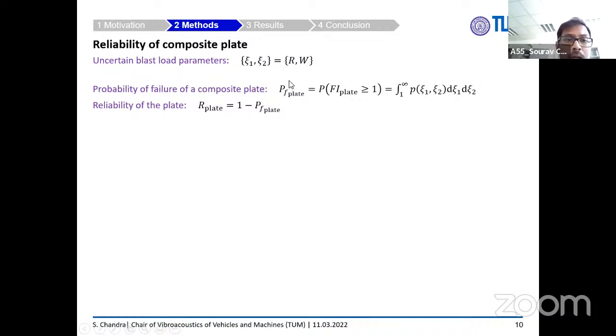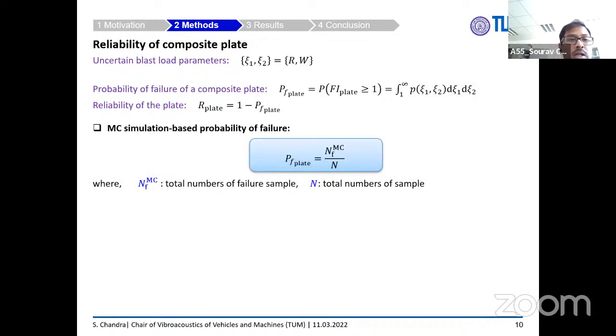And this is the probability of failure criteria. And then from that, we can calculate the reliability. So firstly, we'll show the Monte Carlo simulation. We have to consider a large number of simulations, which is the N. For this study, we have considered 6,000 samples, and the samples for which it has failed, that is, where this value, Fi plate, is greater than 1, are counted, so that we can calculate the probability of failure of the plate.